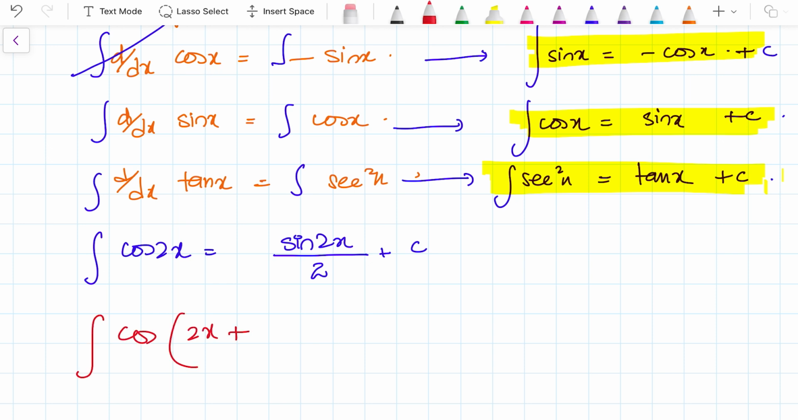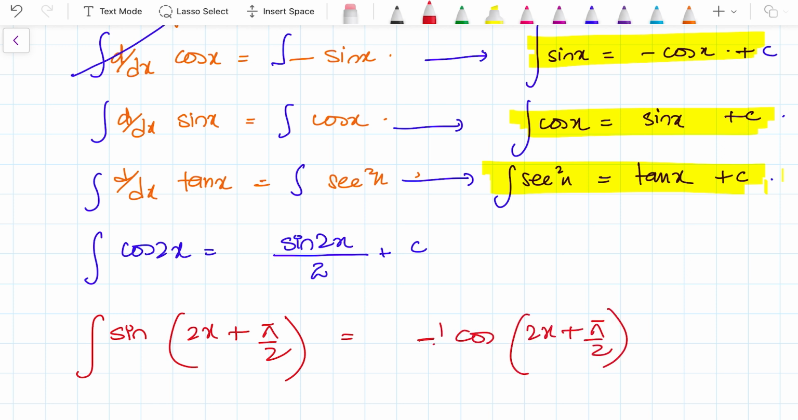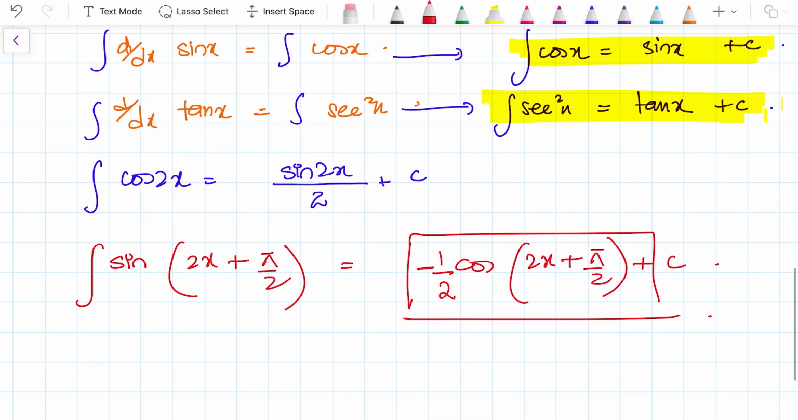Cos of 2x plus pi by 2. Let's make it a sine. We've already done of cos. The integral of sine is a minus cos divided by the differential of the angle. So it becomes a 1 upon 2, plus c because there are no limits.